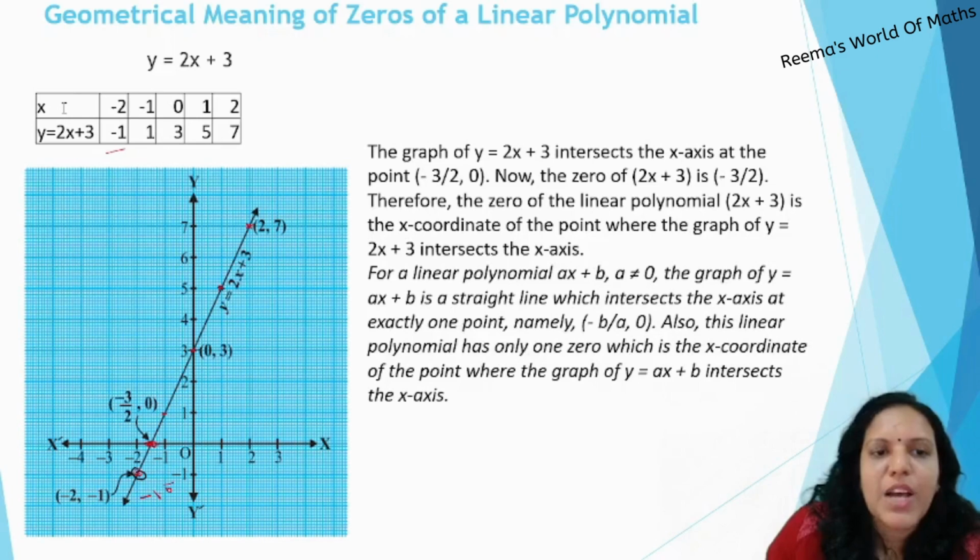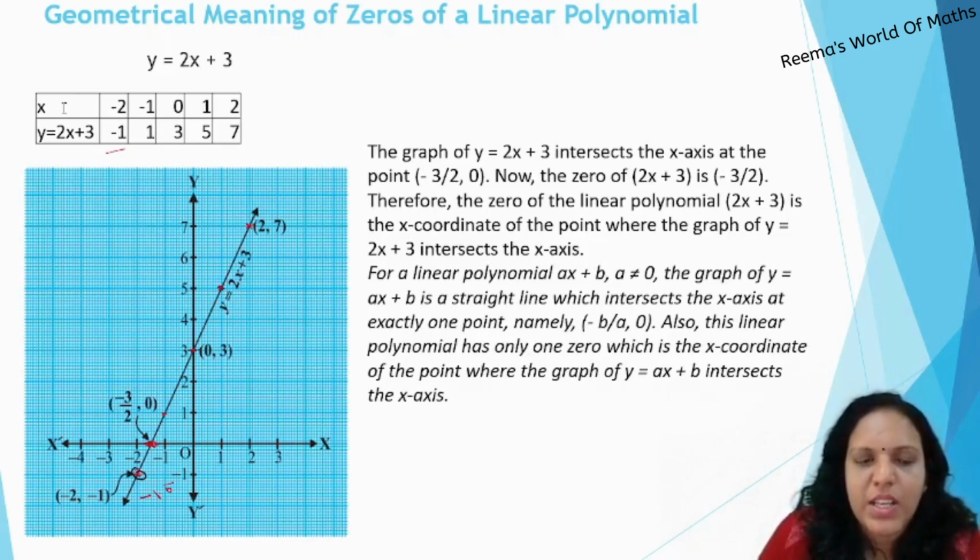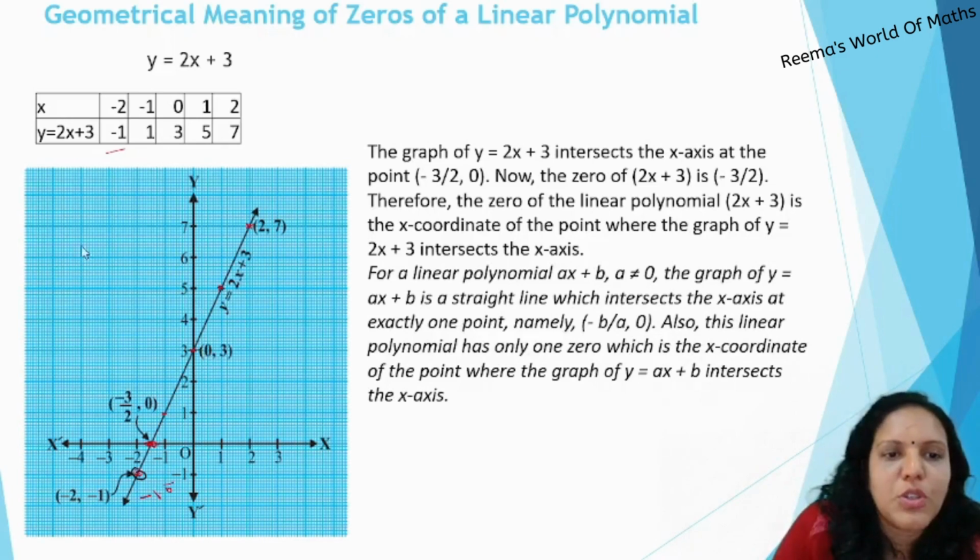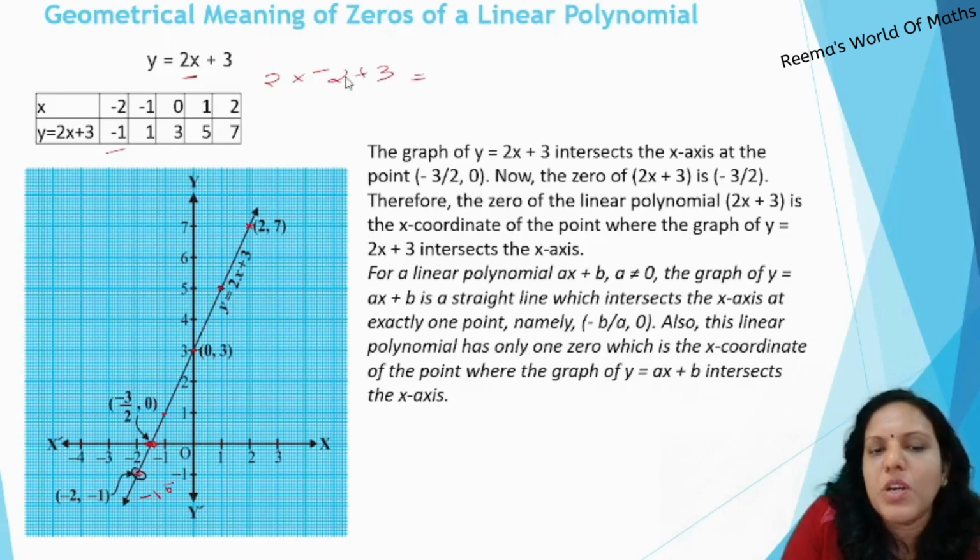When we replace the value of x in 2x plus 3 with minus 2, we get y equal to minus 1. So we are replacing the value of x in 2x plus 3 with minus 2. That will be 2 multiplied by minus 2, which is minus 4, plus 3, which will give you minus 1.